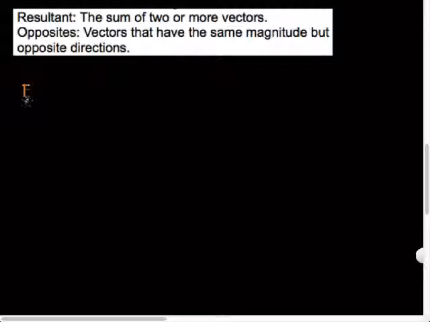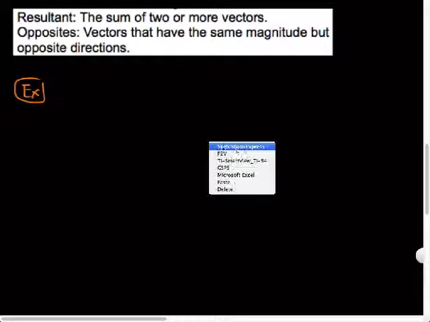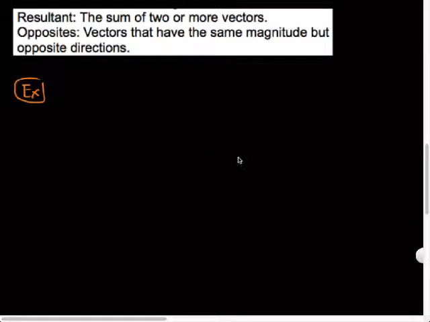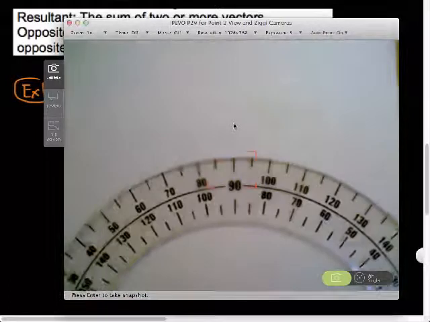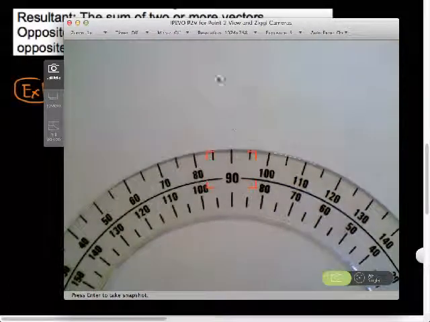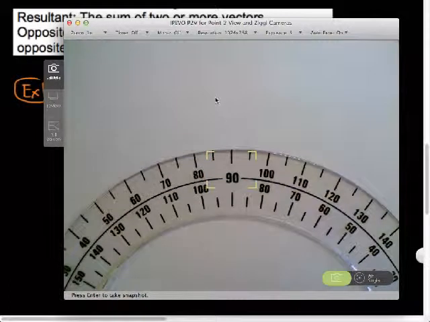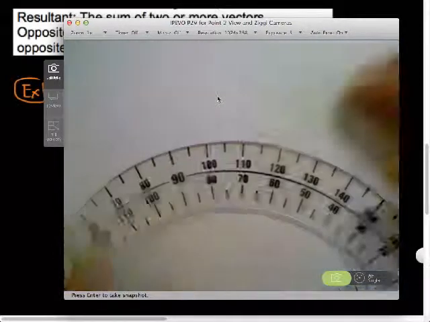Before I can talk about adding, I've got to talk about measuring vectors. Let's say I wanted to measure the following vector, and I'm actually going to, ready for this? Skip out to real life. Ooh, almost. There we go. Let's see, oh boy, is this lagging. Let's see, there it is. Okay, so I've got my protractor, and I've got a little piece of paper here.